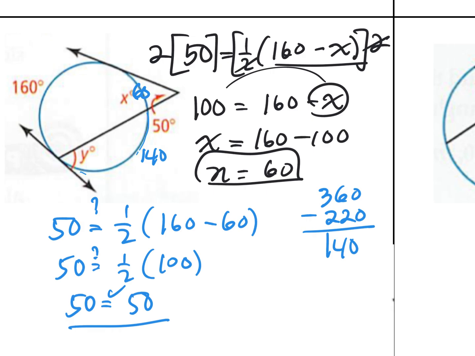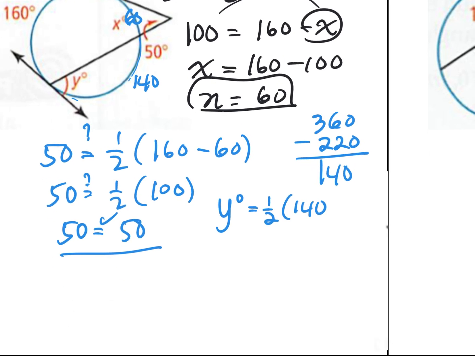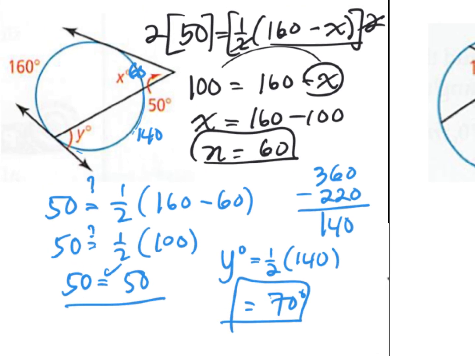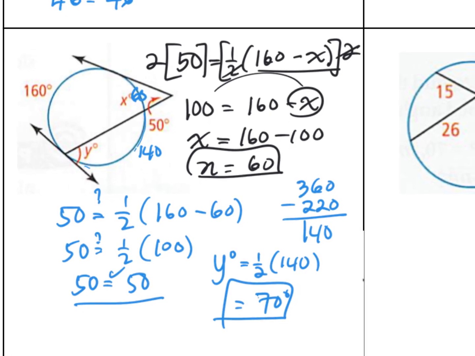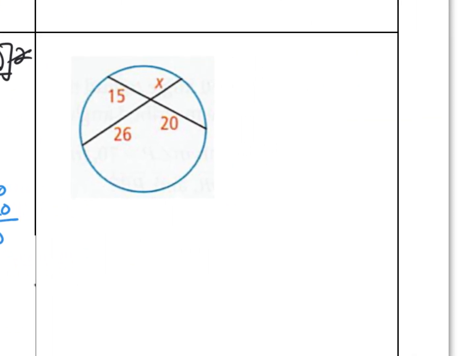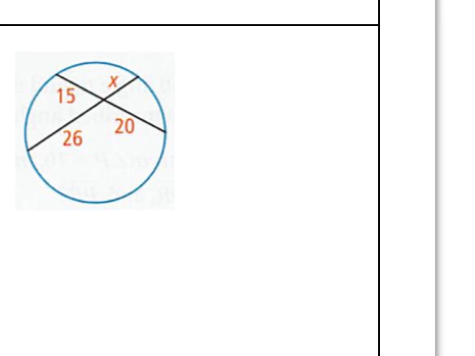If that is the case, the inscribed angle here is going to be y degrees is equal to 1/2 of 140, and that's going to give you 70 degrees. Okay, that's the solution to this simple problem. Okay, next, this is nice.